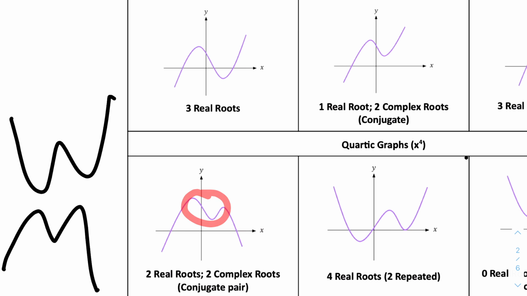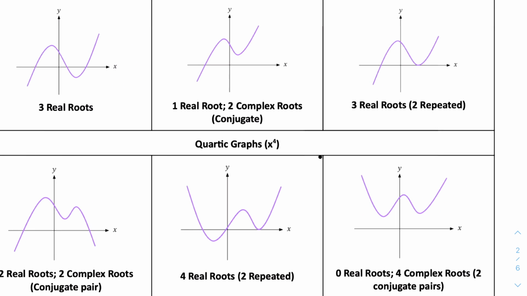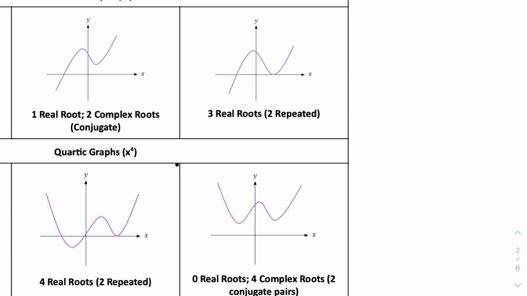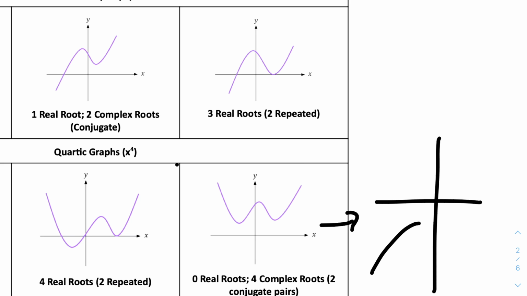And for the second example, there are 4 real roots because the graph crosses the x-axis at 4 distinct points. 1, 2, 3, and 4. And these 2 are repeated roots. And for the last example, it will be 0 real roots and 4 complex roots, or basically 2 complex conjugate pairs, because these 2 are like 2 complex conjugate pairs. And this could occur as well if it's like this.